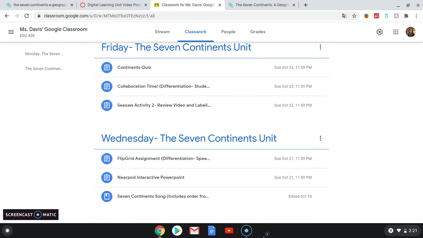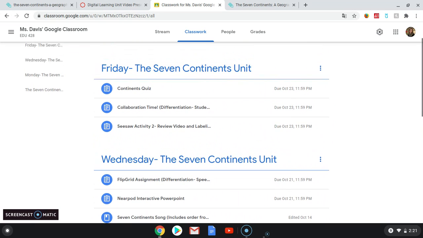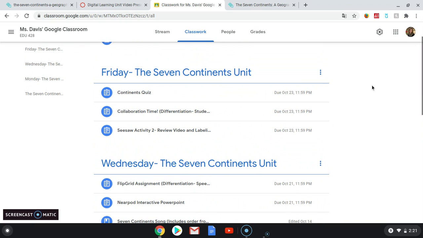And the quiz was the formal assessment at the end of the week, which would give me a good idea whether we still need to review some things about the continents or whether we can move on to the next unit, which would be oceans.